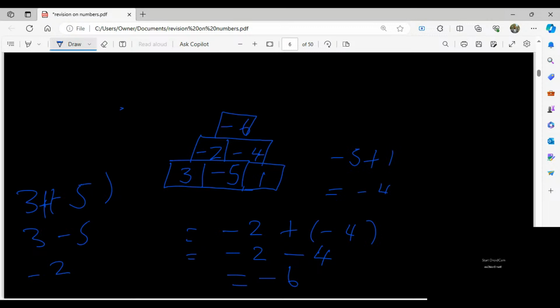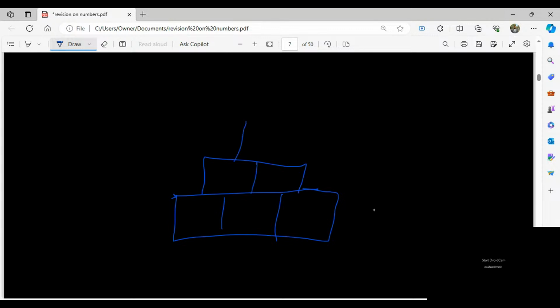Okay, let's try another one which is not so obvious. Let's try another number pyramid which is not so obvious. All right. So say for example, you are given a number pyramid like this one, and then it'll be like this.